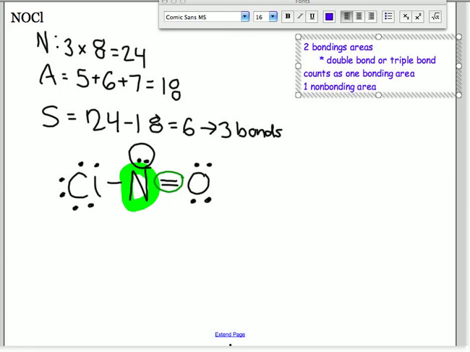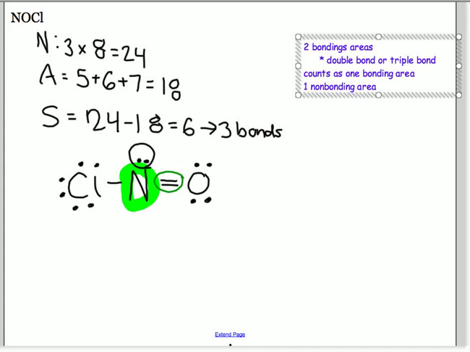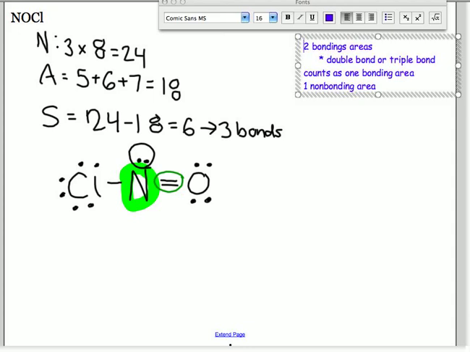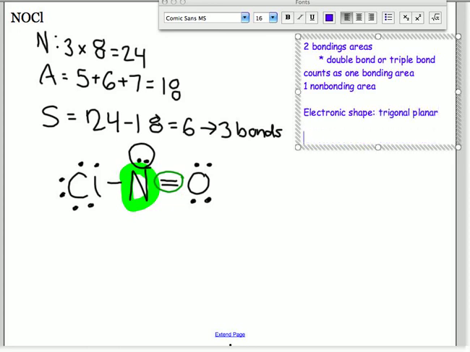Again, you need to know what you have before you go to the chart. So you go to your chart and you find that I have 2 areas that are bonding, and I have 1 area that's non-bonding. So I'm electronically based on a trigonal planar, but what I'm actually here is bent, and you can see it actually looks bent. So electronic shape is trigonal planar, and again, that's if we include the electrons, and our molecular shape is bent.